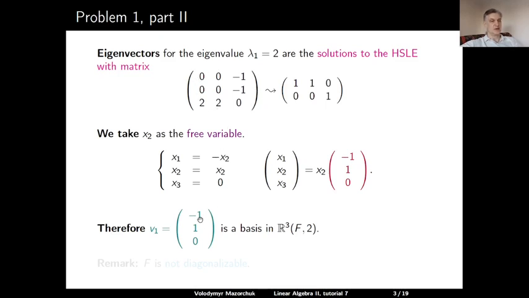And so this vector (-1, 1, 0) forms a basis in the space of all eigenvectors for f with eigenvalue 2. So we have only one eigenvector and only one eigenvalue, so our operator f is not diagonalizable. So this is a remark.